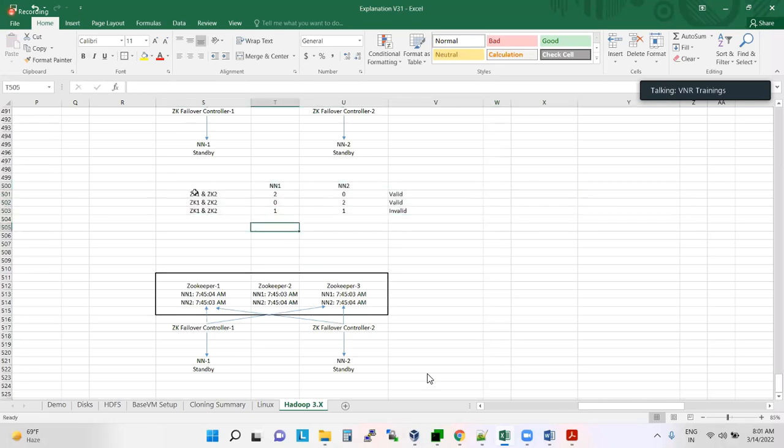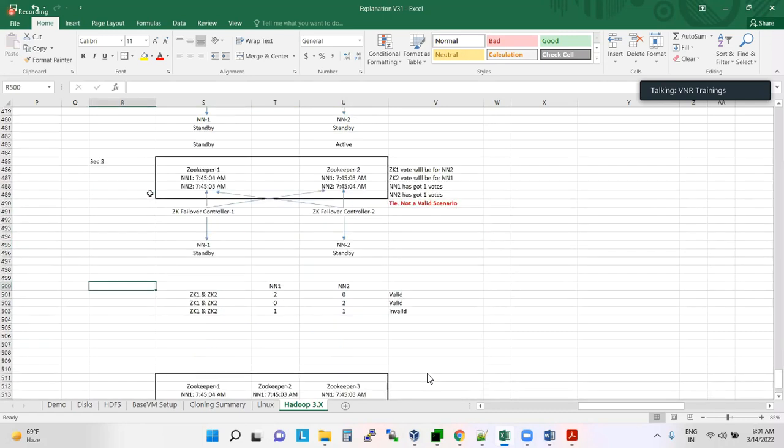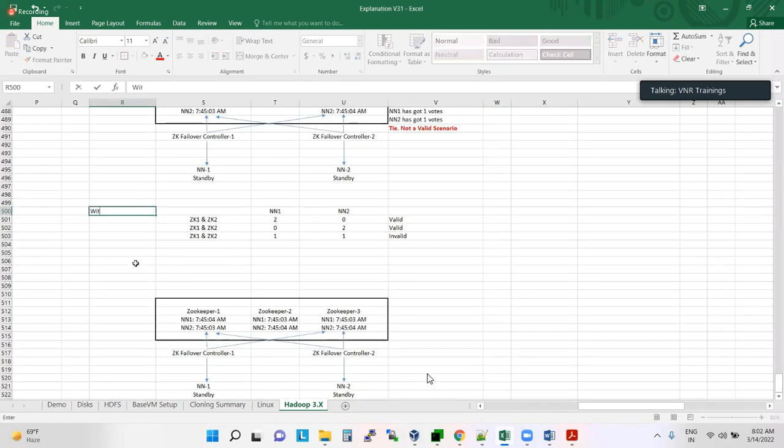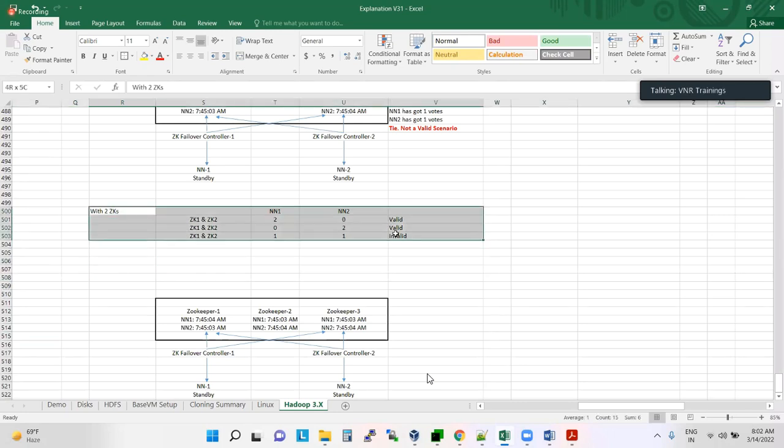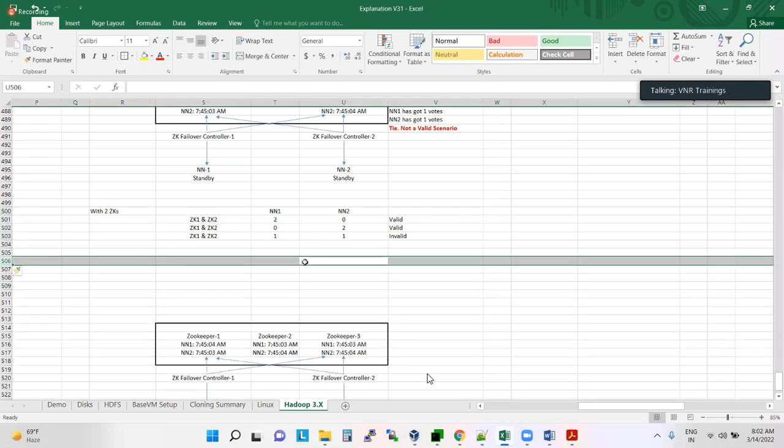Yes or no? With the 2 zookeepers, this is what is happening. So now let us see this one. With 3 zookeepers, what can be the scenario, sir?